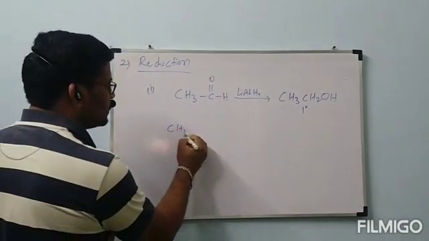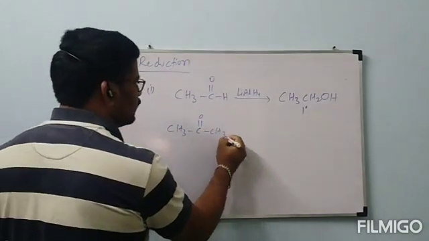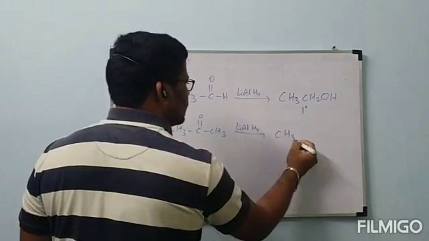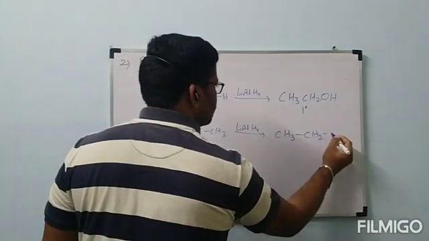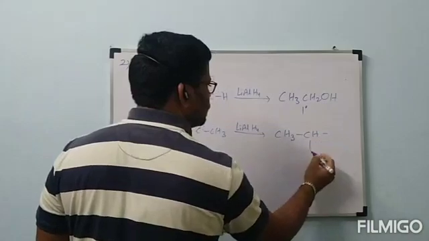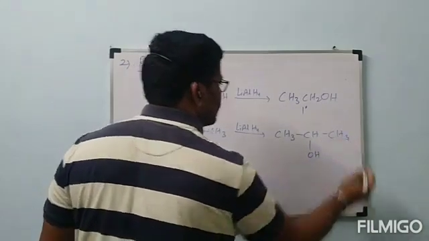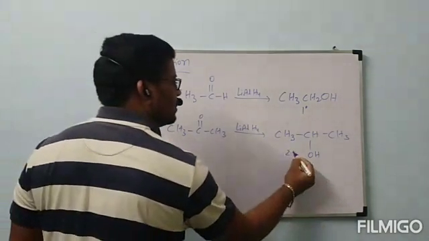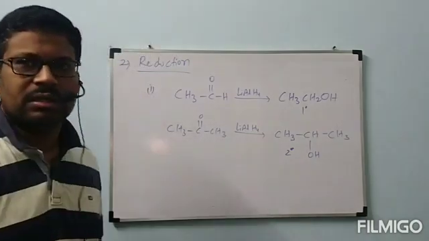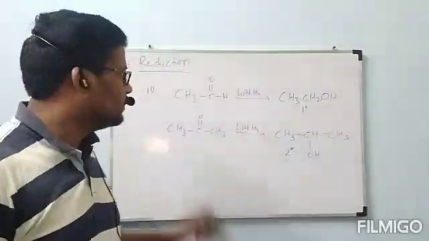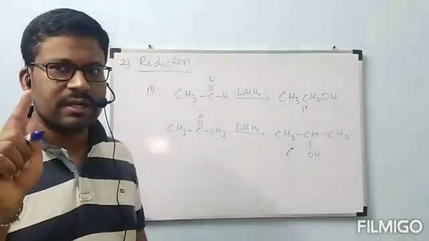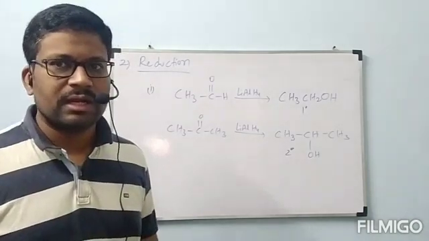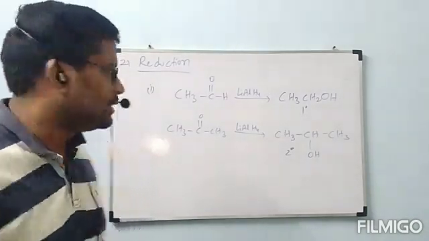Ketone, CH3 C double bond O CH3, with LiAlH4, we will get CH3CHOHCH3. This is a secondary alcohol. Aldehydes will give primary alcohol, ketones will give secondary alcohol. Okay? This is about reduction under that subheading one. One more type of reduction carbonyl compounds will undergo, that we will see under named reactions. That is the second one.